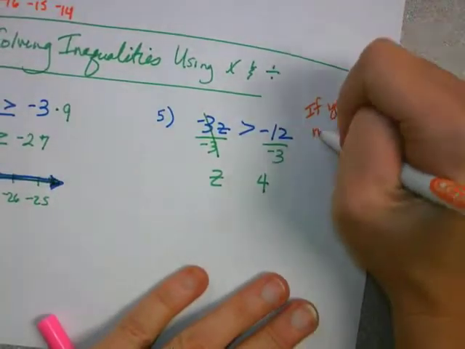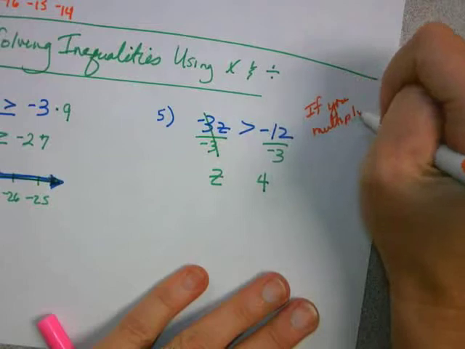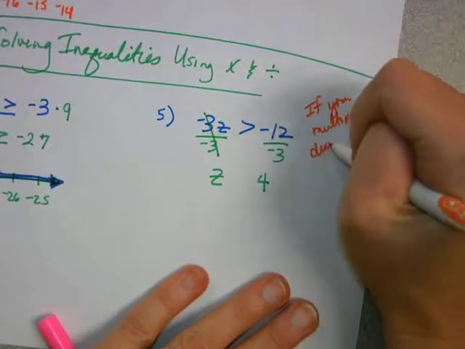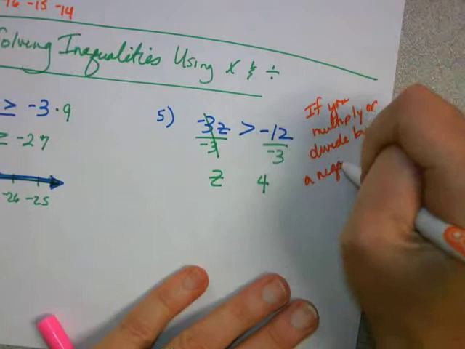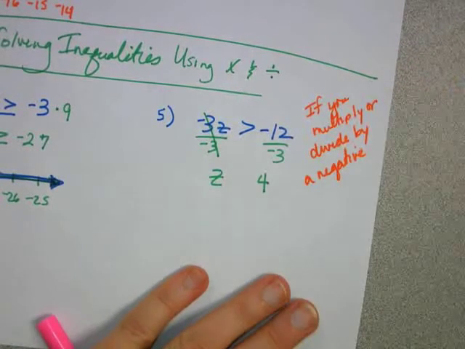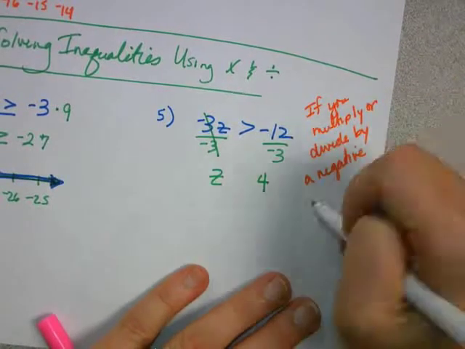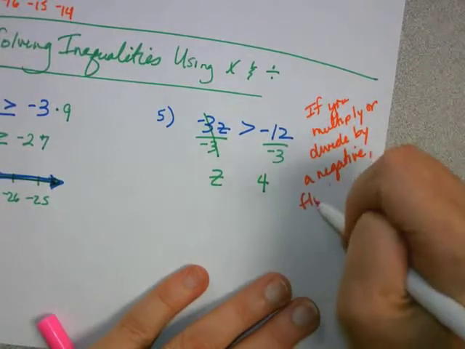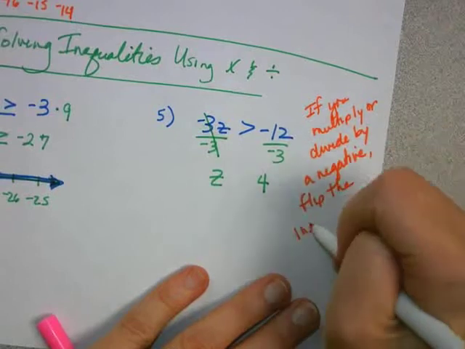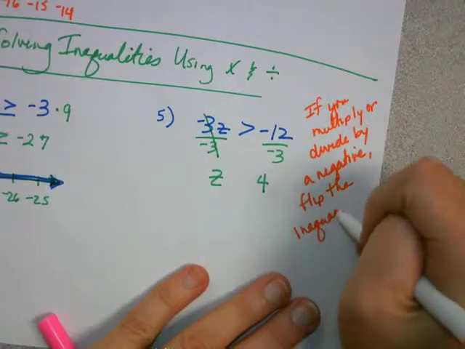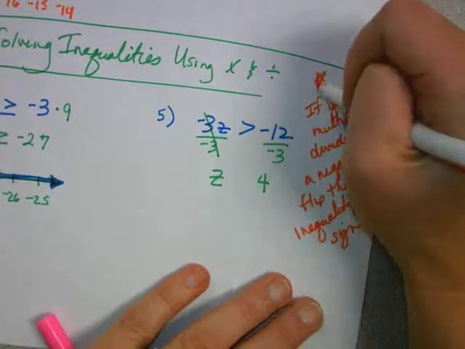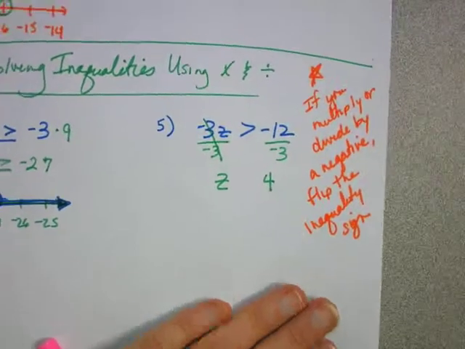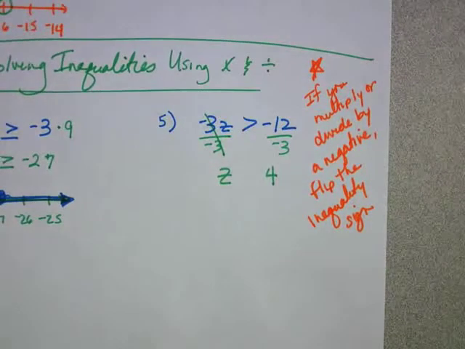If you multiply or divide by a negative, you have to flip the inequality sign. Flip the inequality sign. And this is going to catch somebody. Somebody's going to forget to do that on the test. So try to get it in your brain right now. So my new sign becomes a less than sign.